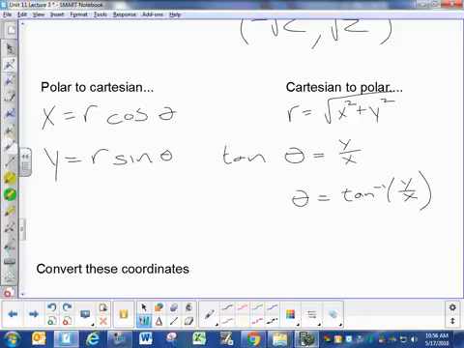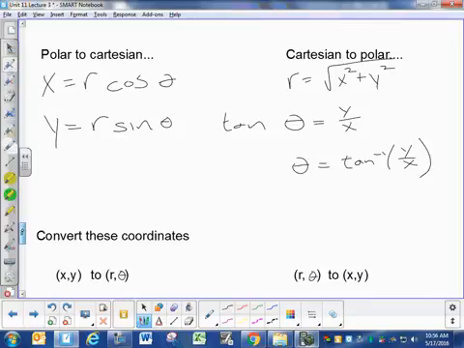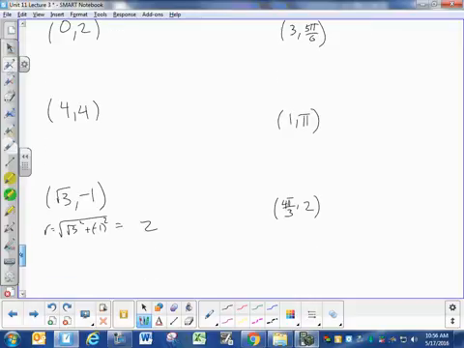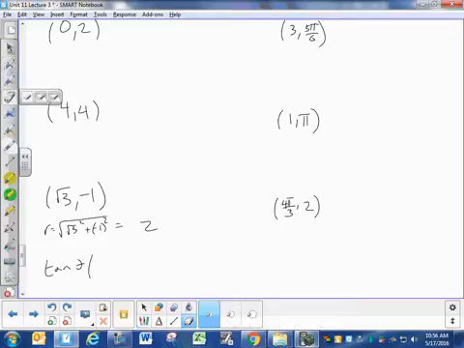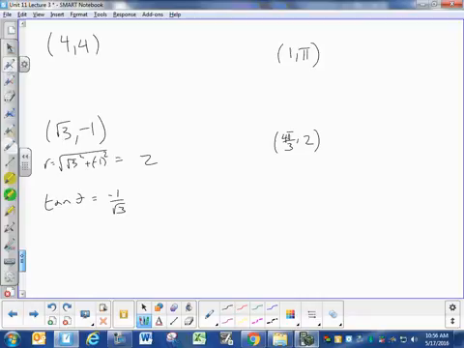Now the tough ones to convert would be the ones from Cartesian into polar. For example, the last one over here, root 3, negative 1. Easy to find r: square root of root 3 squared plus negative 1 squared. That's just going to be 2. But it's tough to find theta without a calculator. We know that the tangent of theta would equal the ratio of the y over the x. And can we figure that out without using our calculator and tan inverse? Well, we should be able to.